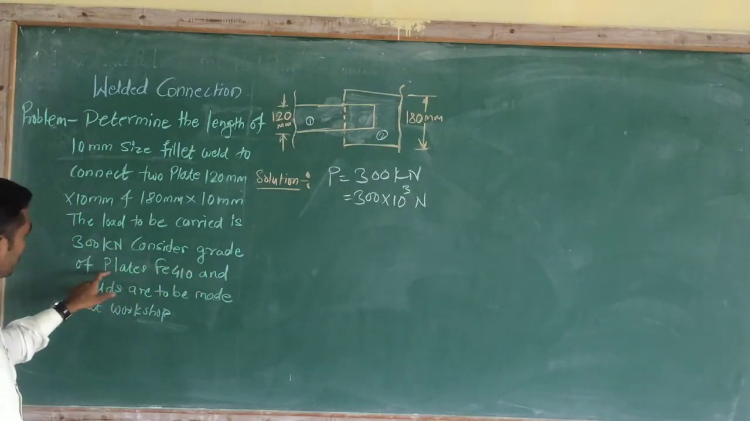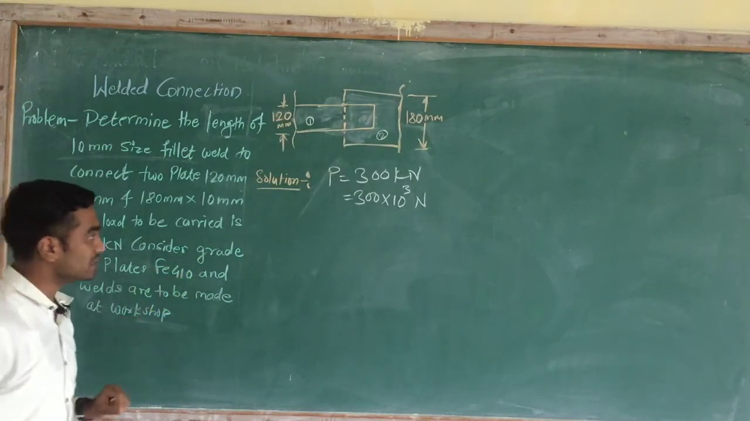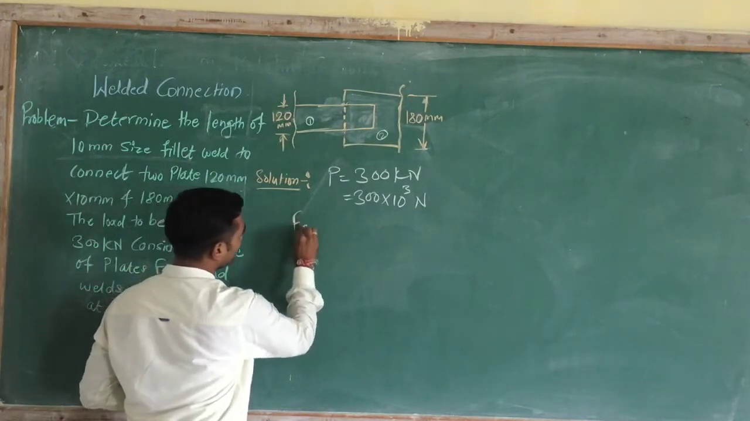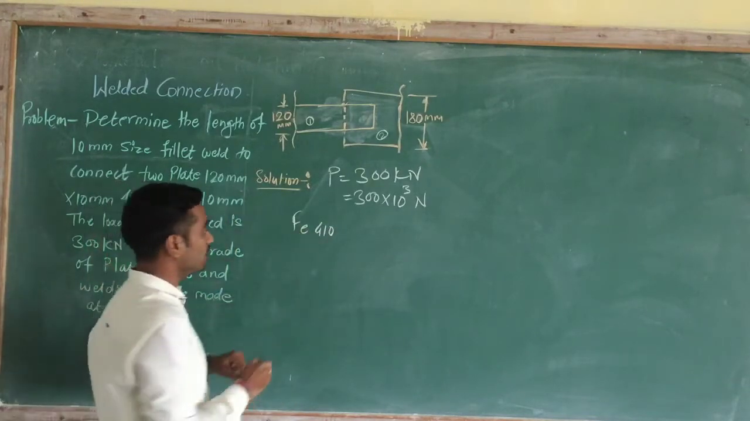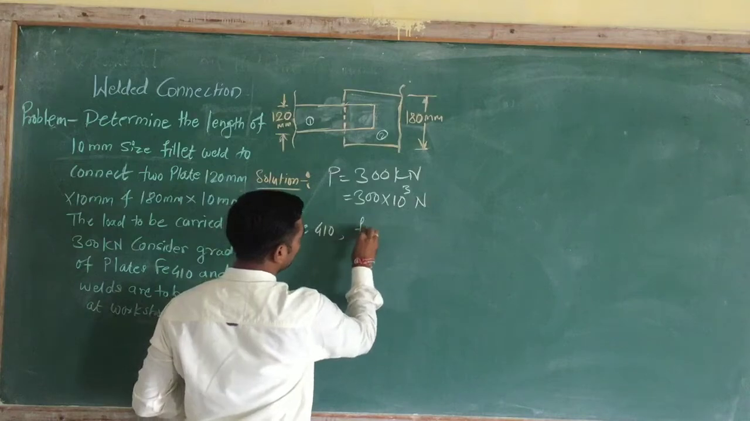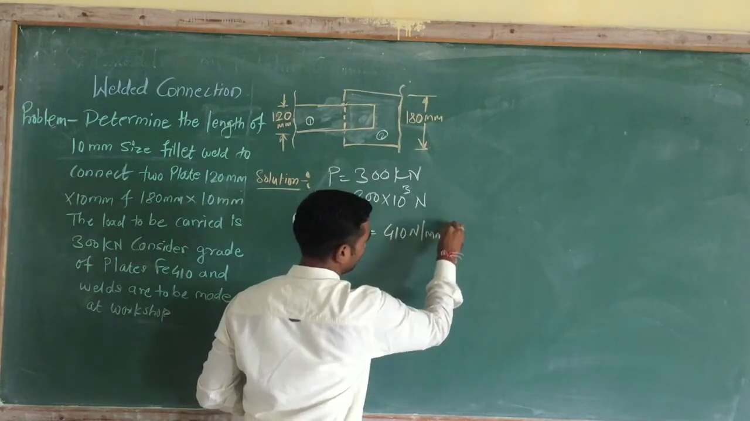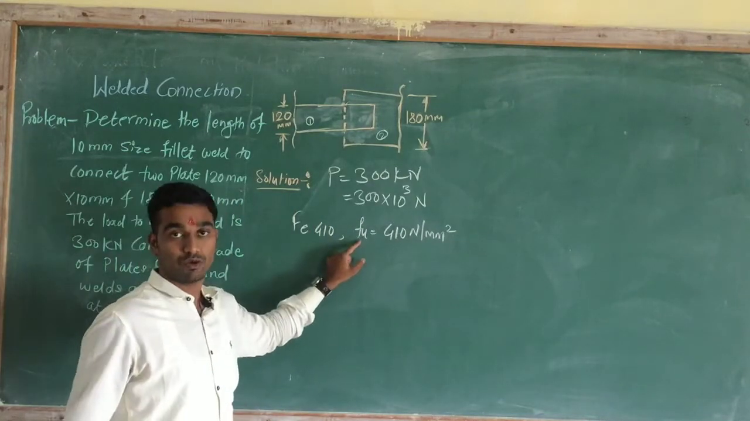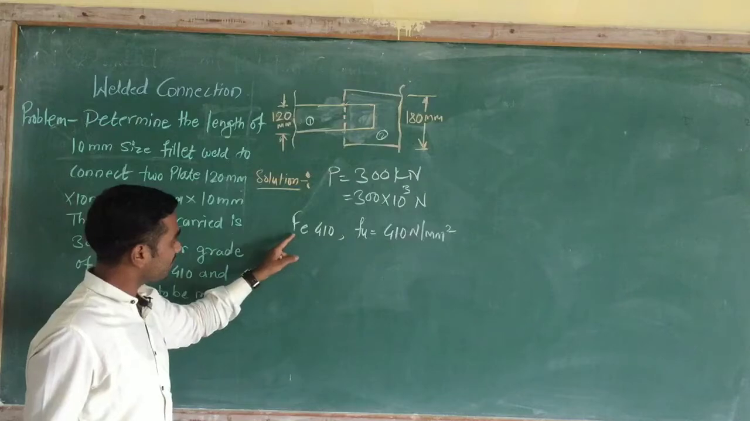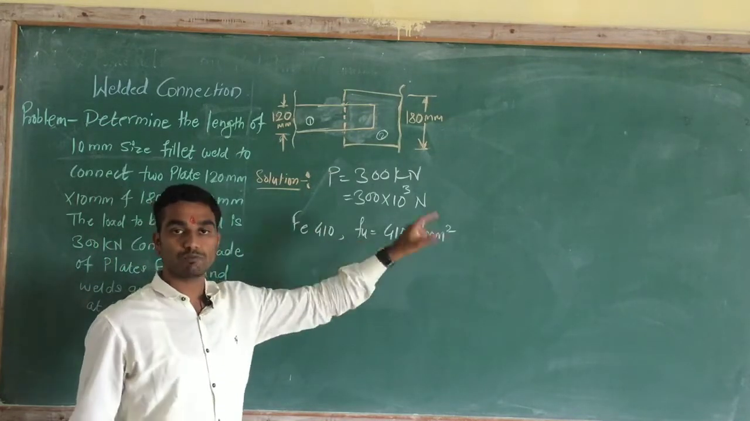Consider the grade of the plate is Fe410. Here the grade of plate is given, that is Fe410. From that we can find Fu is equal to 410 Newton per mm square. This is nothing but the ultimate stress of the plate. Here the grade of plate is Fe410, therefore ultimate stress is equal to 410 Newton per mm square.